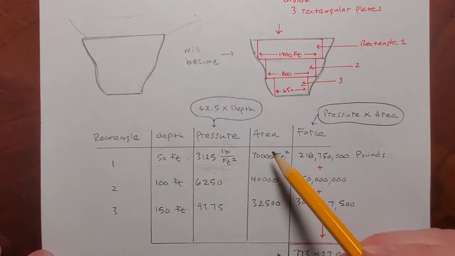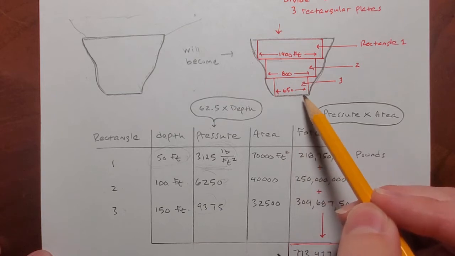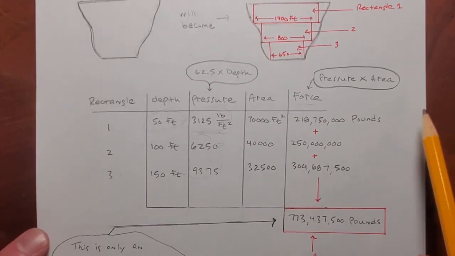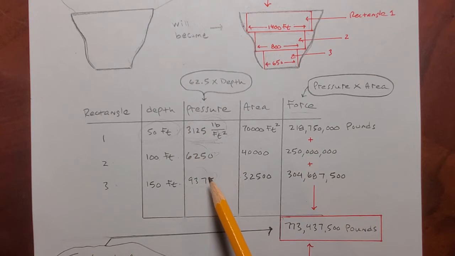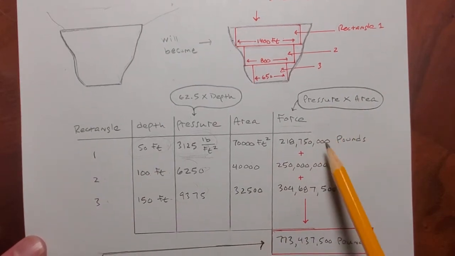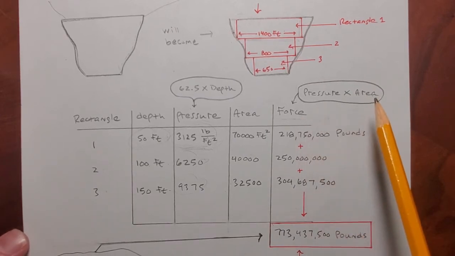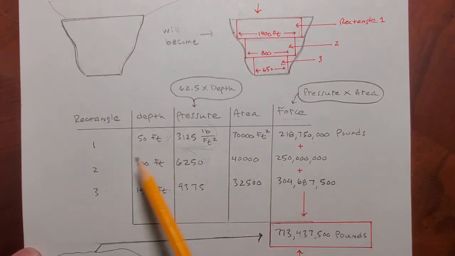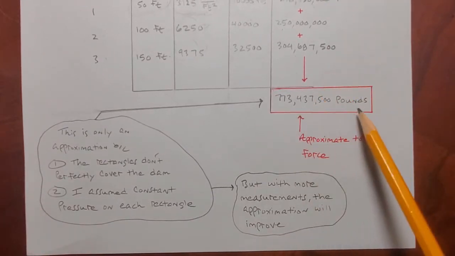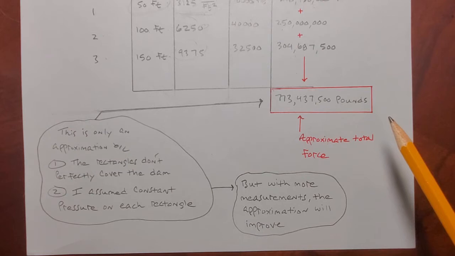Now, if I tell you the area of each rectangle, like 1400 by 50, 800 by 50, 650 by 50, then I get their areas. And isn't force pressure times area? So if I calculate the pressure on each plate, assuming it's constant everywhere, and then calculate the area of each plate and multiply them, I get a rough estimate of the force. Force being pressure times area, this is what it is on the first rectangle, this is what it is on the second, this is what it is on the third. So on the whole dam, I can add those together and say, as an approximation, 773,437,500 pounds of force on the dam.